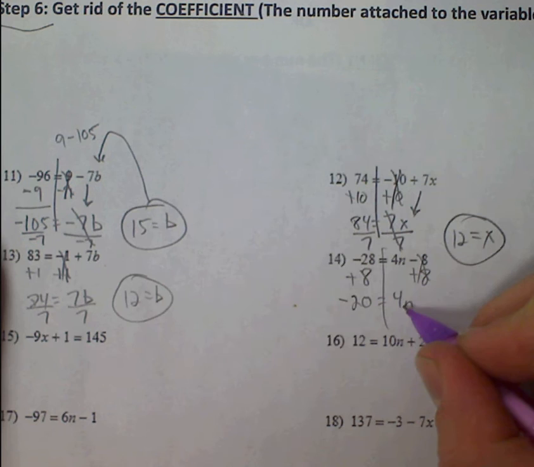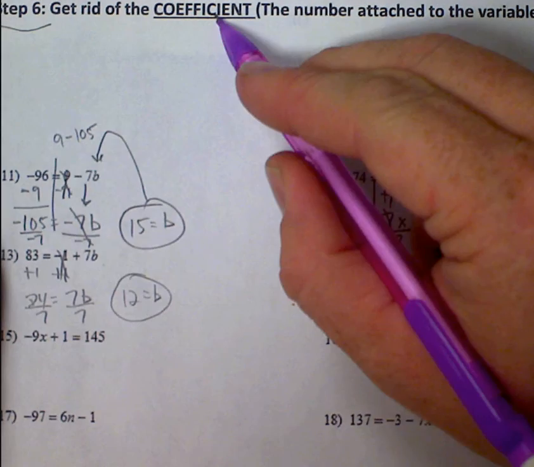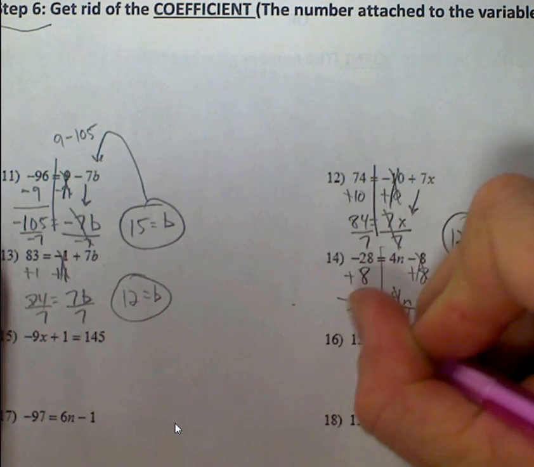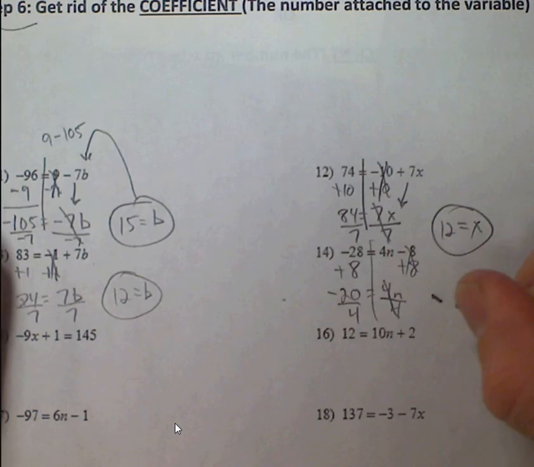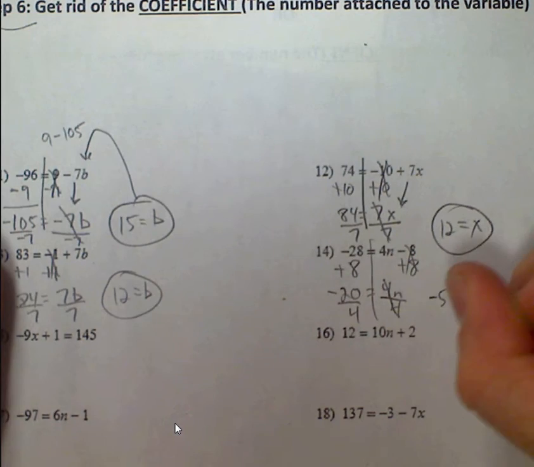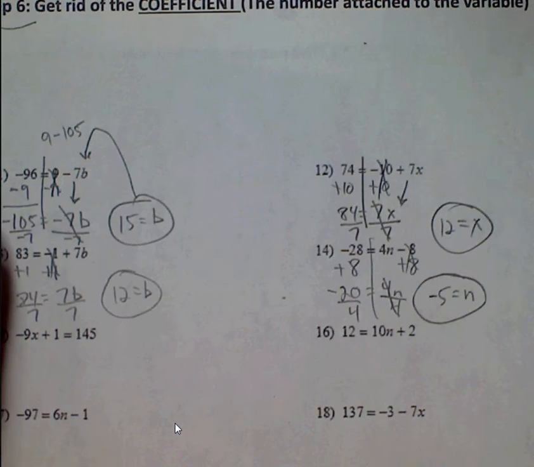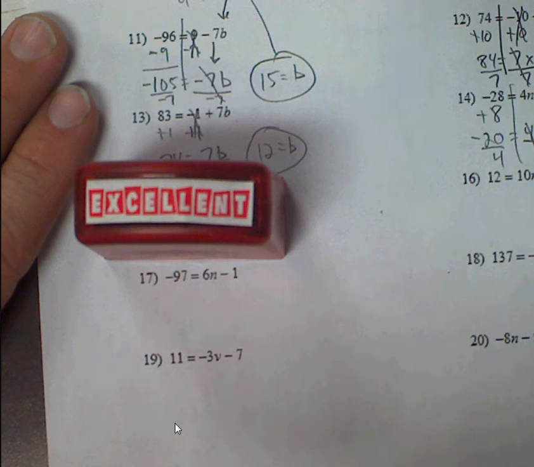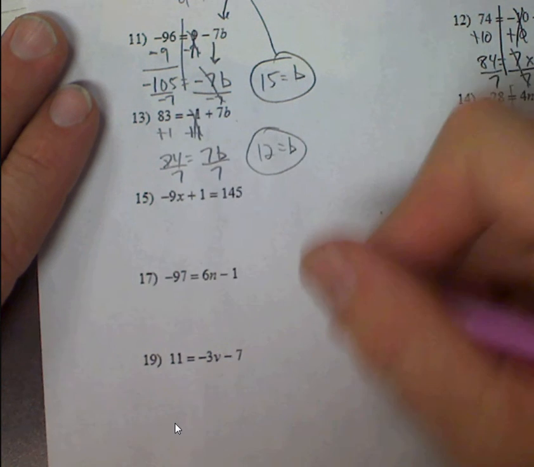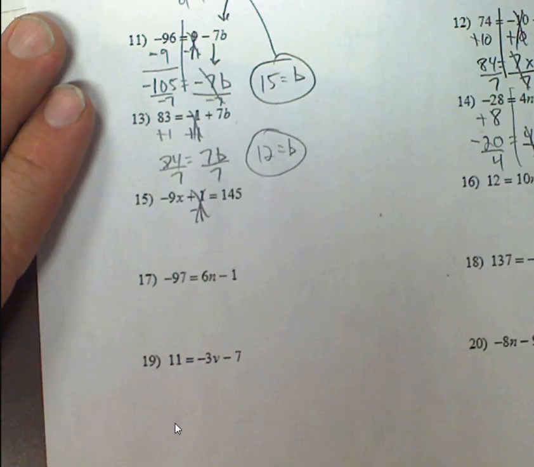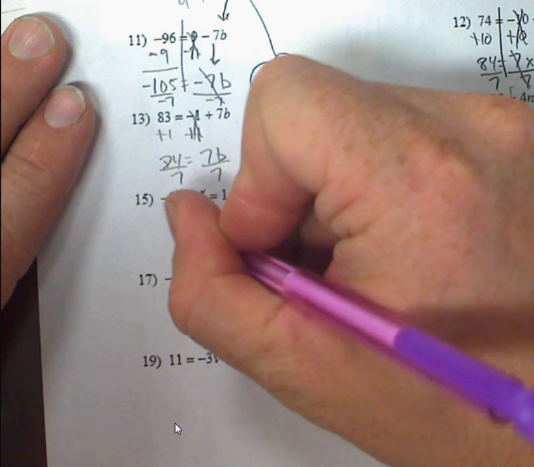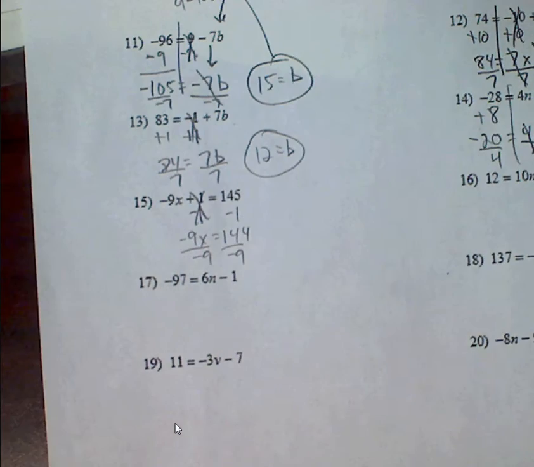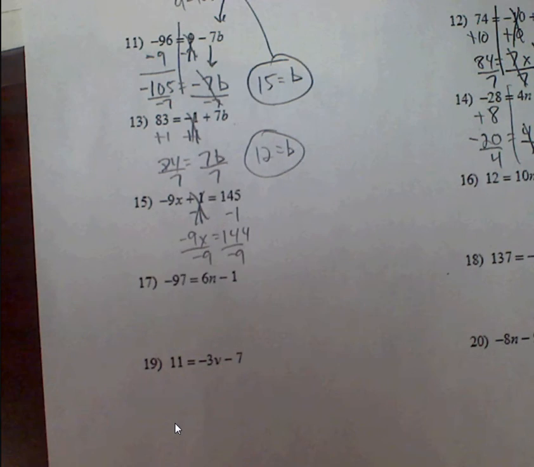How do I get rid of a number that is attached, called the coefficient? I get rid of the coefficient by dividing by 4. Negative 20 divided by 4 is negative 5. Negative 5 equals n. Number 15. Pause the video and try. On number 15, I have to get rid of the number not attached, called the constant. Negative 9x equals 144. Divide by negative 9. 144 divided by negative 9 gives me negative 16.